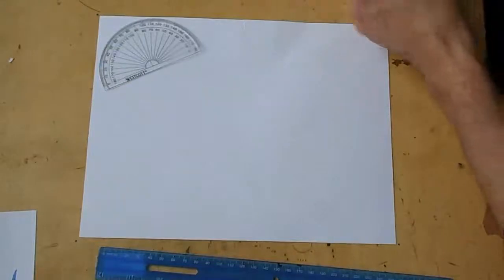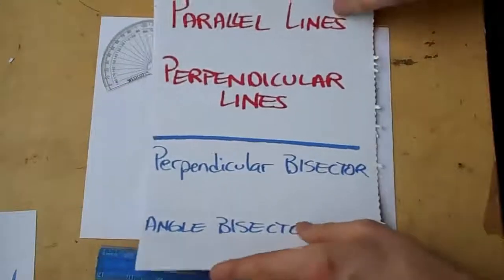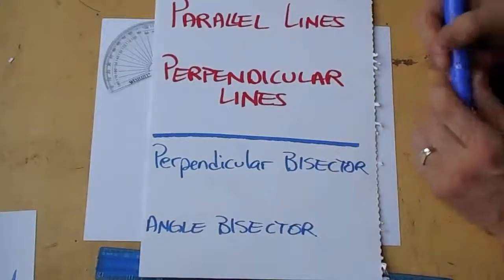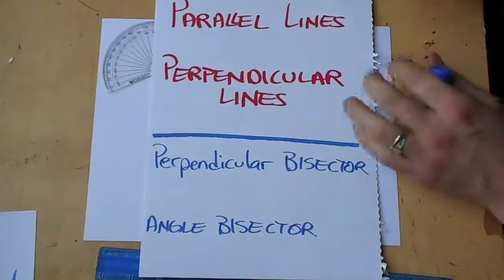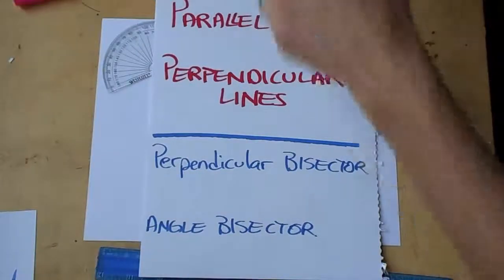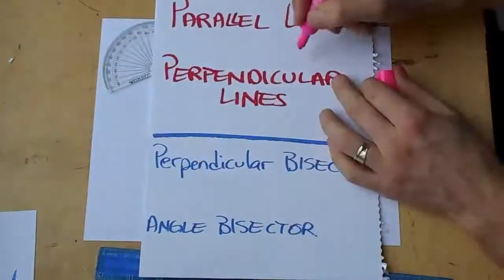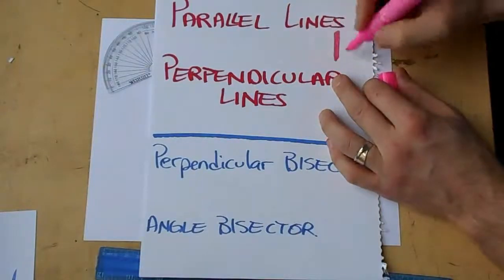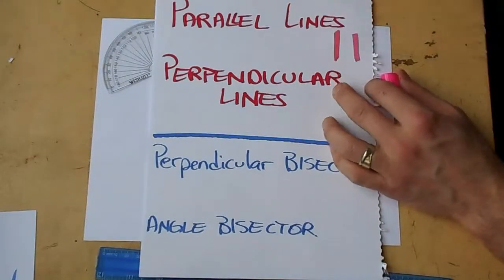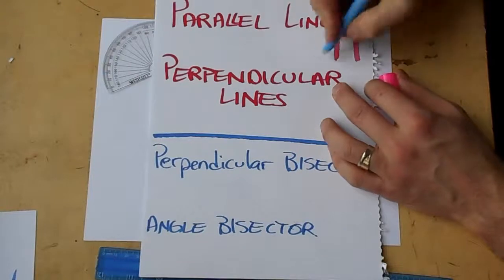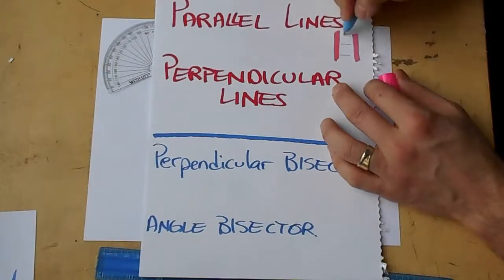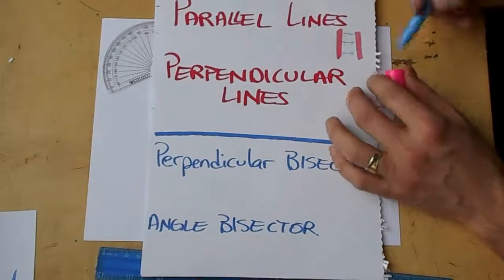Okay, first thing, so we've been going over a couple of things today. The first one is parallel lines. Remember, parallel lines are any lines that have the same distance between them. So a parallel line is defined by two lines that anywhere you measure between them, they have the exact same measurement.